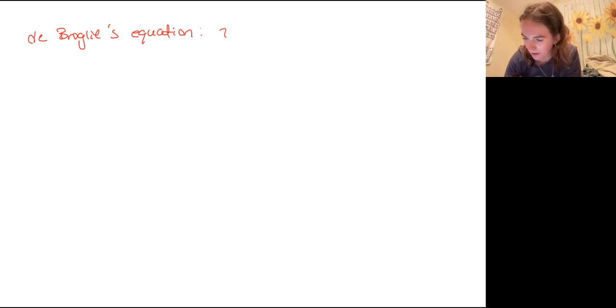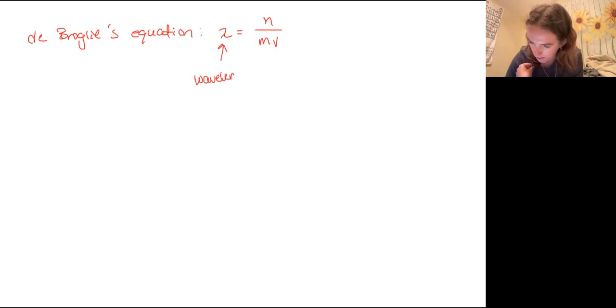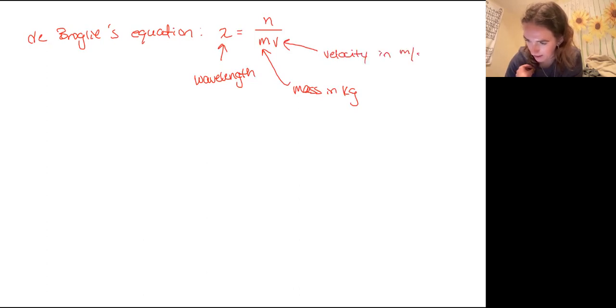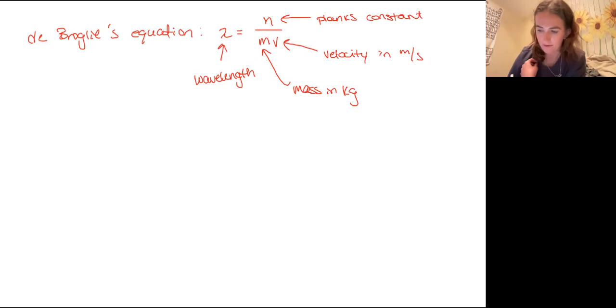But for this one, the wavelength is equal to h, which is still Planck's constant, divided by the mass times the velocity. So this is wavelength still. This is your mass in kilograms. This is your velocity in meters per second. And then this is Planck's constant still. Okay, and this should end up in meters.